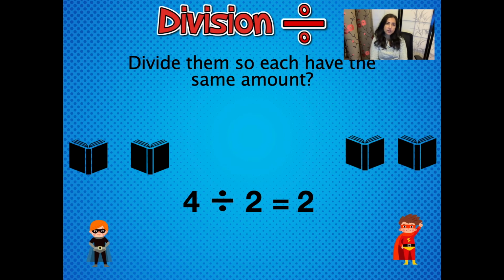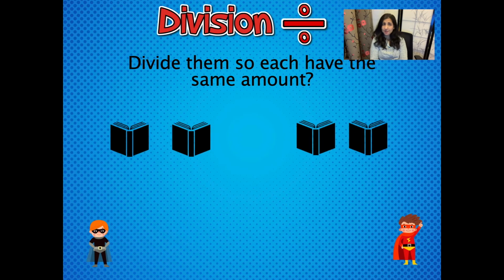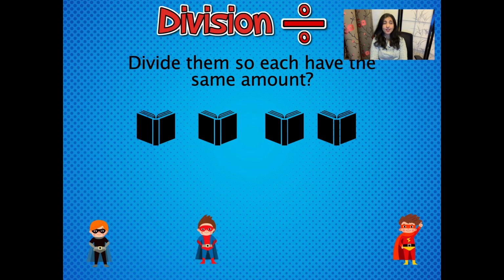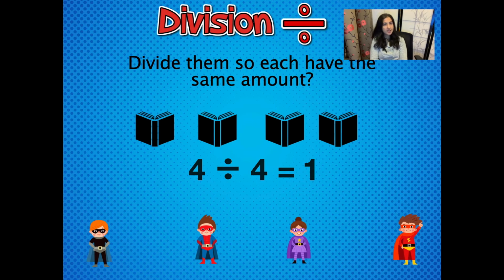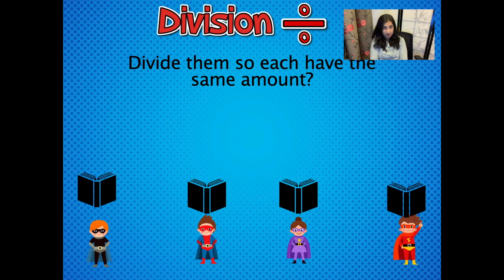Let's put the books back over there. And this time, guess who just knocked on my door? I've got 2 more superheroes who popped by, and they want to divide the books amongst 4 superheroes. How do I write that? 4 books divided by 4 superheroes equals 1 book each. 4 divided by 4 equals 1.